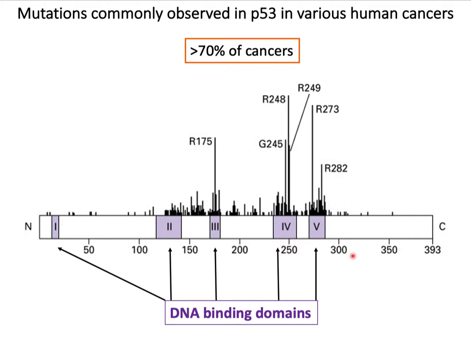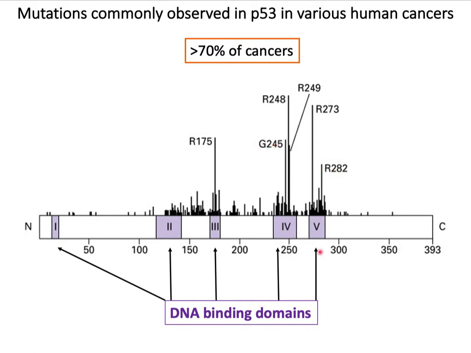So this is at the amino acid level, and you can see the mutation in p53 at this level. So these are relative levels of the mutations, and you can see that there are hotspots. Like for example, this amino acid R175, arginine 175. This is mutated in high frequency in cancers. This R248, R249, this G245, glycine 245, R273 or R282.